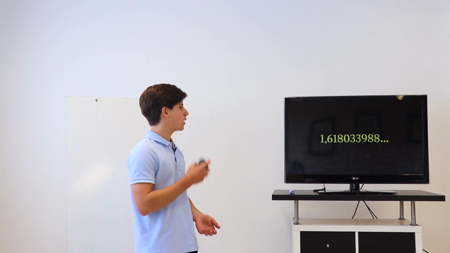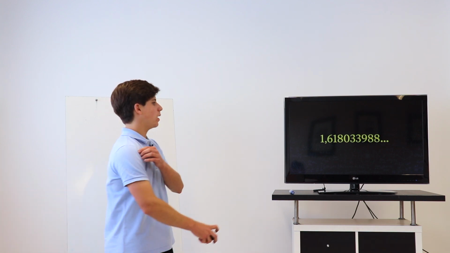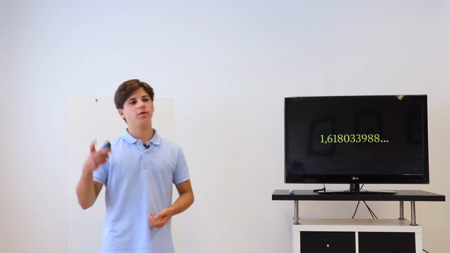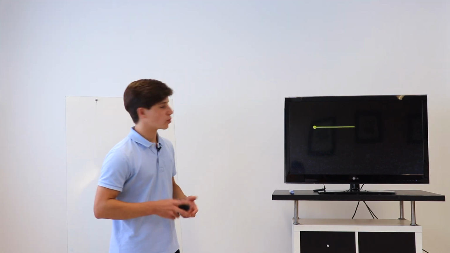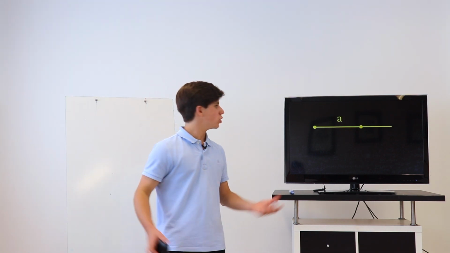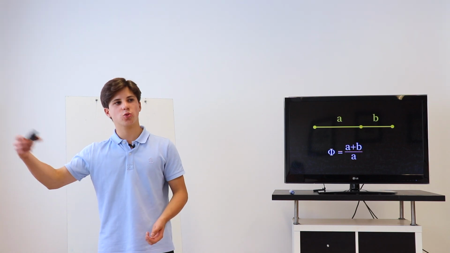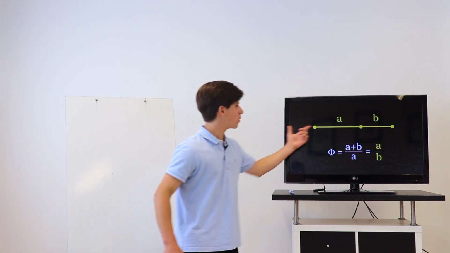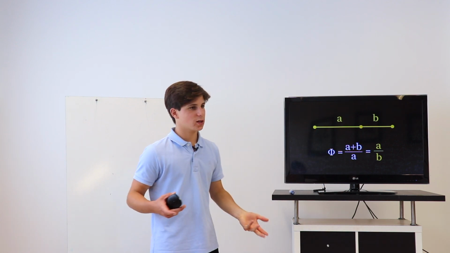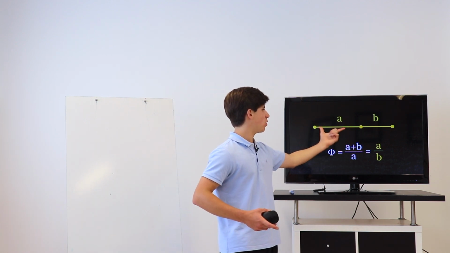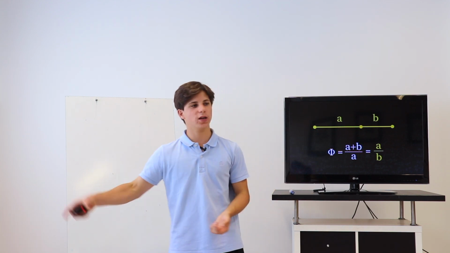What is it? It is the number 1.6180 and so on. It has an infinite number of decimal digits. And it is a proportion, as I said, a proportion between what? Two segments, A and B, in which phi, 1.61 and so on, equals A plus B divided by A and A divided by B. What does this mean? It means that if we divide the longest segment by the smaller one, we would get 1.61 and so on.